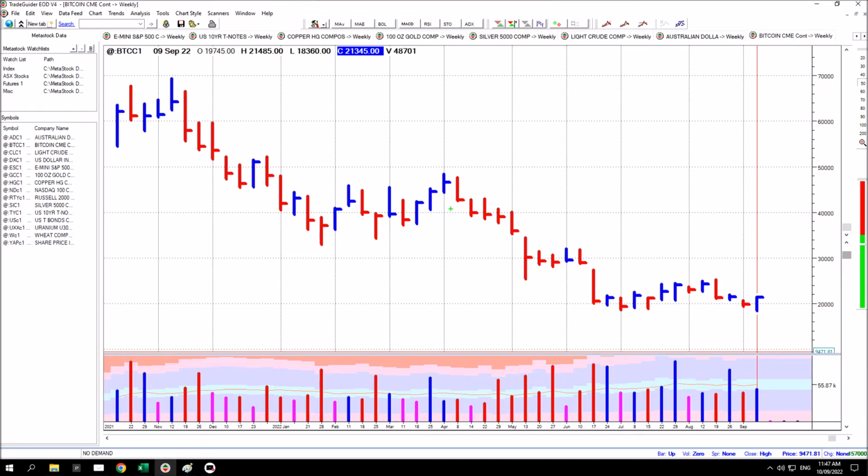Bitcoin futures have broken down twice previously and are currently holding on around the 20,000 level. I expect there'll be some support down to 16,000, and a break below that we'll probably see 10 or 12,000 come into the picture. Some buying support came in this week.